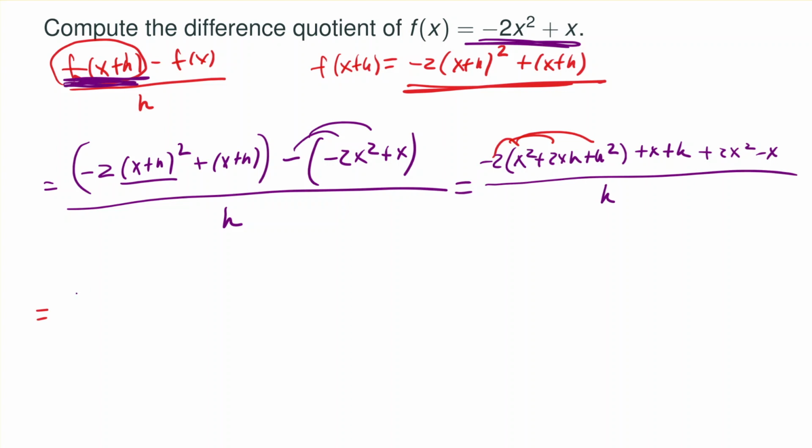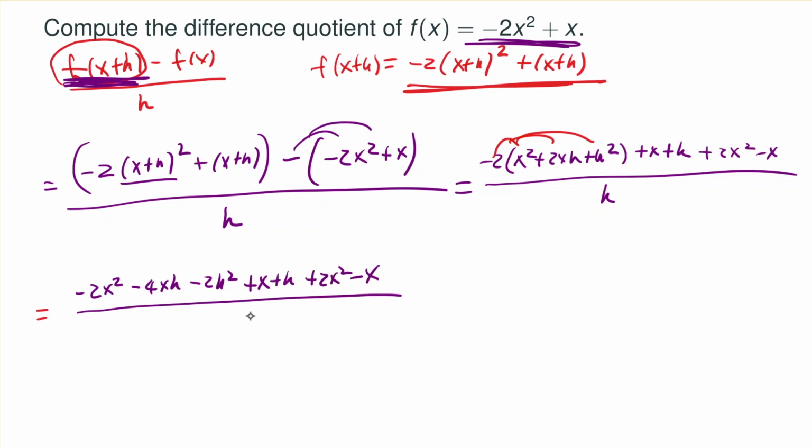On the next line, we distribute this negative 2. So we have negative 2x squared minus 4xh minus 2h squared plus x plus h plus 2x squared minus x, the entire thing over h. Now we can collect like terms. Negative 2x squared and positive 2x squared cancel out, positive x and negative x cancel out. So what we are left with is negative 4xh minus 2h squared plus h, entire thing over h.